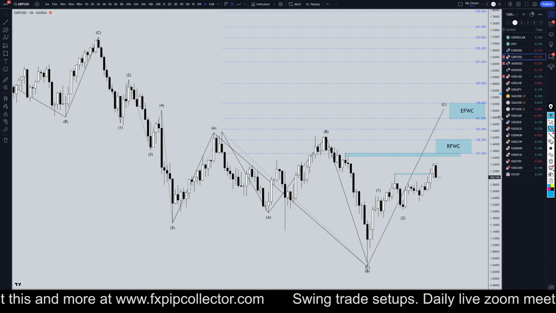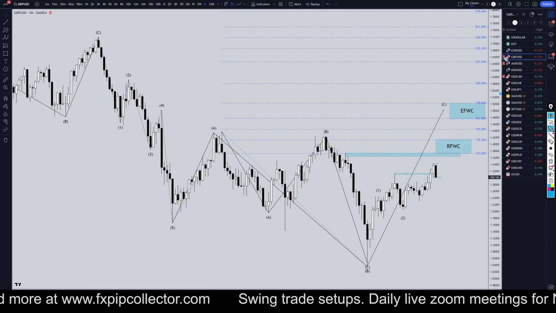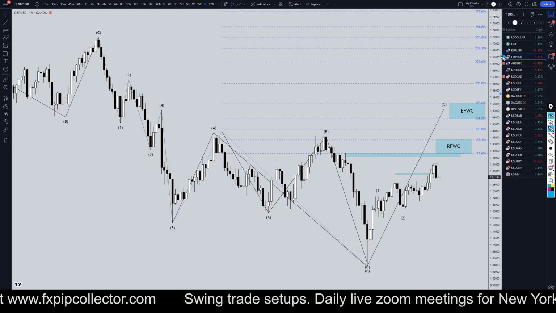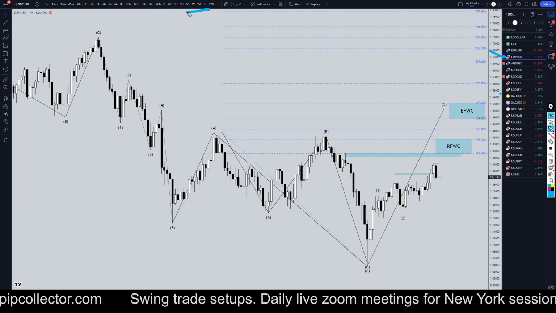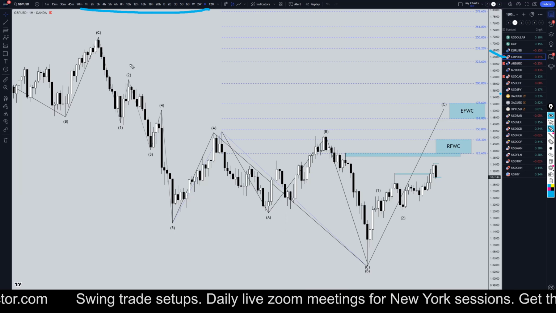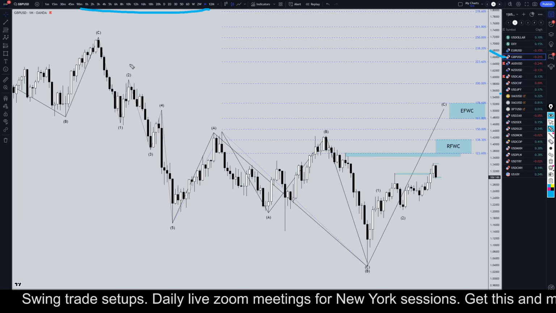Today is Monday, October 21st, and I'm going to be analyzing the pound US dollar, starting on the monthly, working my way all the way down to the 1 hour time frame for the full top-down analysis.